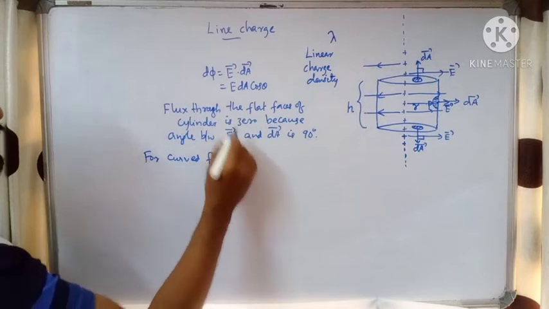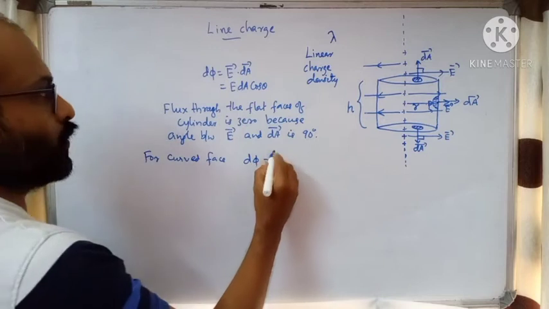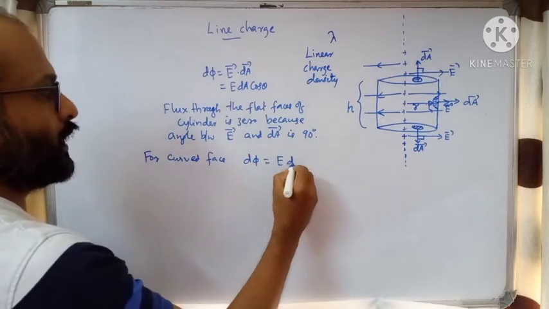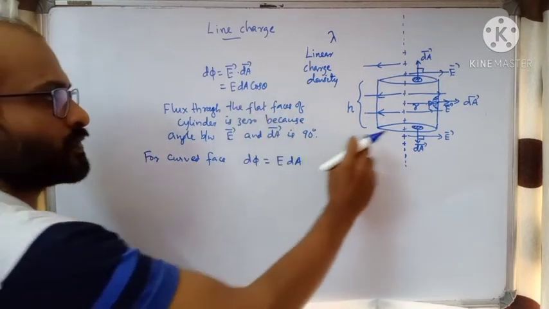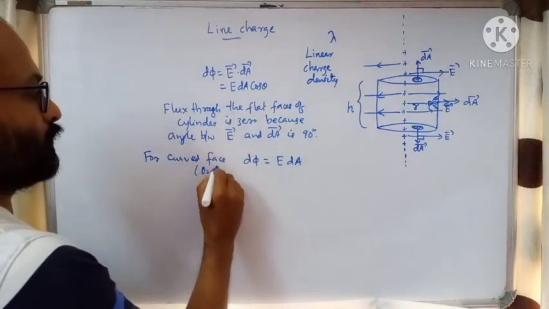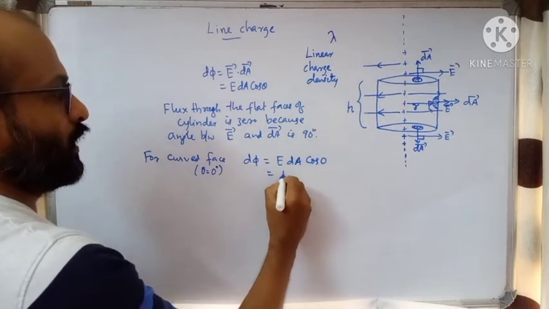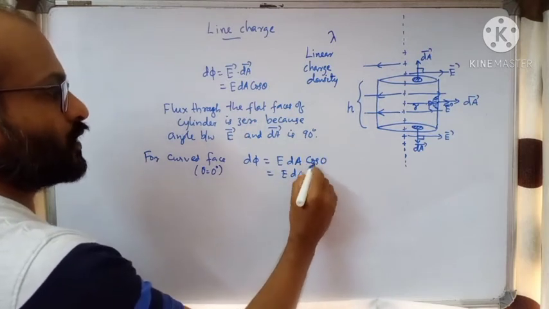For the curved face, I can say the small flux d phi through the curved face is equal to E dA cos theta. What is theta? For the curved face, theta is equal to 0 degrees. So E dA cos 0, and the value is E into dA, since cos 0 is equal to 1.